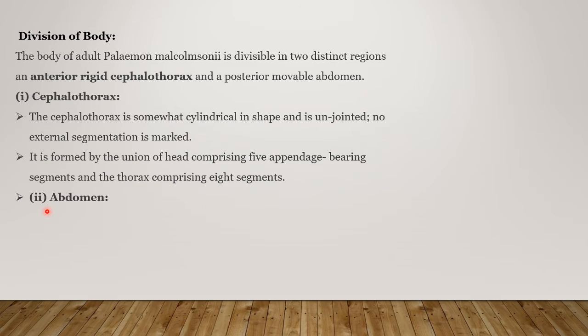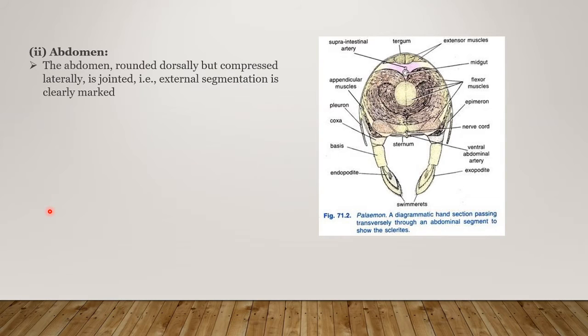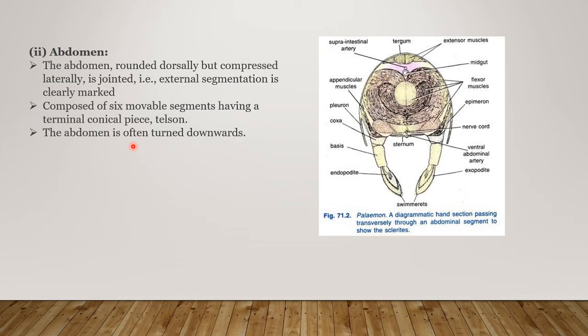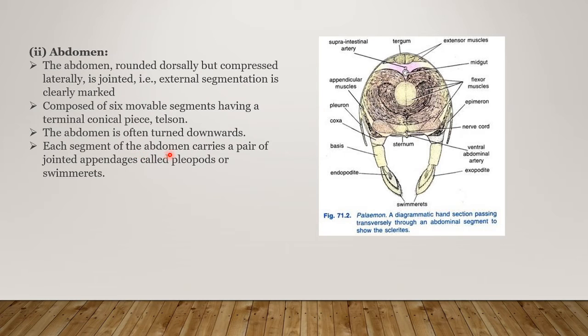Then the next part is abdomen. Abdomen is usually rounded dorsally and compressed laterally. It is jointed. You can see external segmentation. It is composed of 6 movable segments and the terminal conical piece is telson. Abdomen is often turned downwards or slightly bent downwards. Each segment of abdomen carries a pair of jointed appendages called pleopods or swimlets.